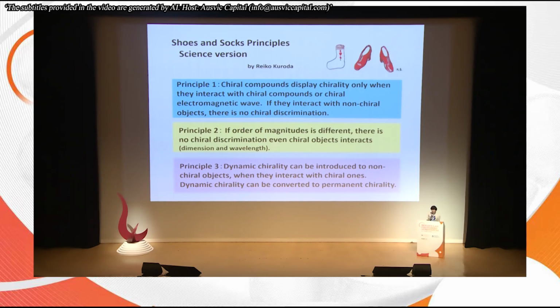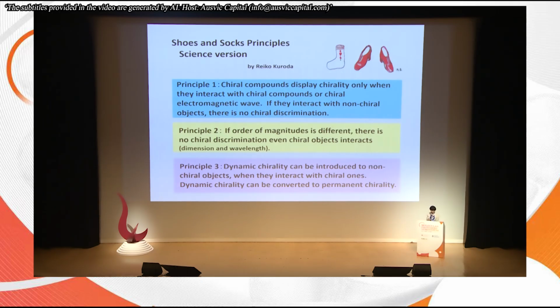Principle 1: chiral compounds display chirality only when they interact with chiral compounds or chiral electromagnetic wave. If they interact with non-chiral objects, there is no chiral discrimination, just like ear socks, okay? Principle 2: if the order of magnitude is different, there is no chiral discrimination, even if chiral objects interact. That means the dimensions, what sort of dimensions you are dealing with, or what sort of wavelengths of electromagnetic wave you are dealing with. So that's important.